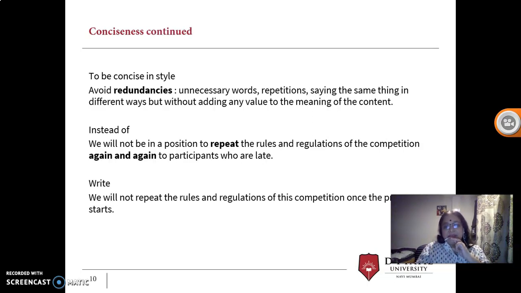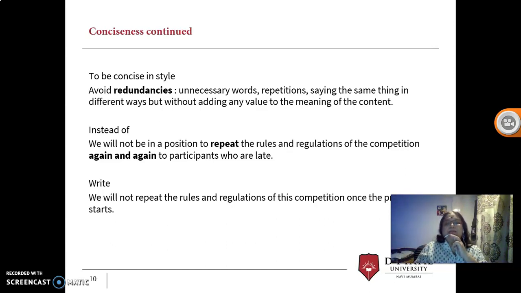Now, to take it further, let us avoid redundancies. Now, what are redundancies? You will see that we use unnecessary words, repetitions, saying the same thing in different ways, but without adding any value to the meaning of the content. Now, this can happen when we are speaking, and it can be quite useful and impactful, but writing is a different thing altogether. You have to be more disciplined and be very concise, precise, to the point, so that there is no waste of words and your reader gets the message clearly.